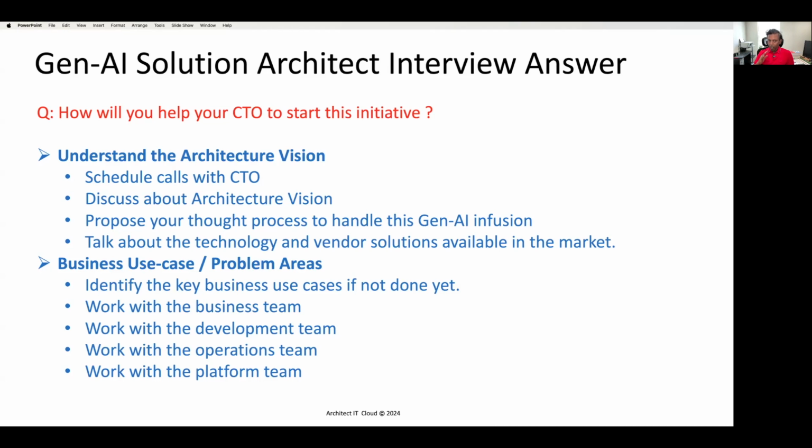So you must modify the architecture accordingly, because there are some open source technologies, or there are some built-in AI capabilities available in the market. So you can take that and infuse it with your architecture.